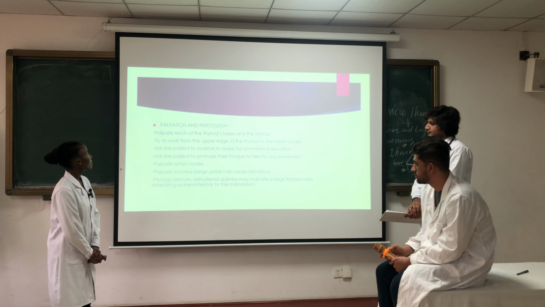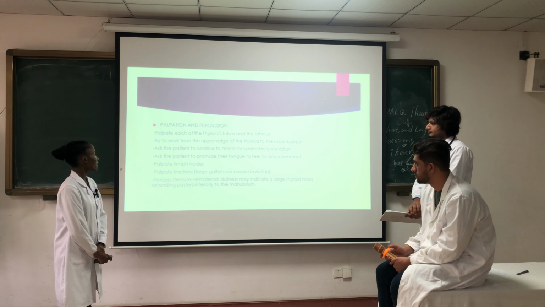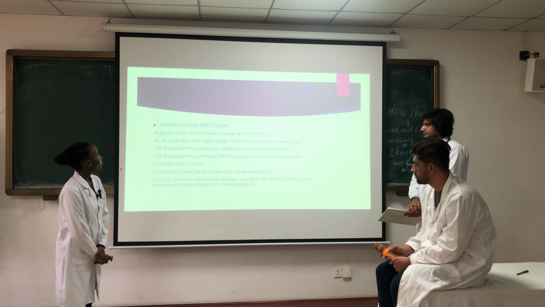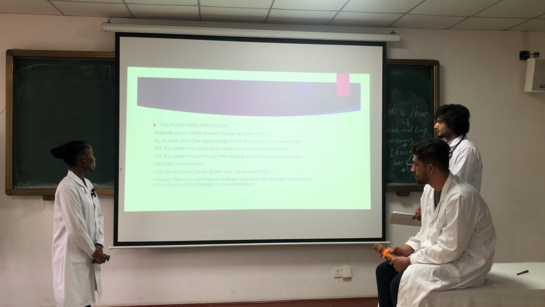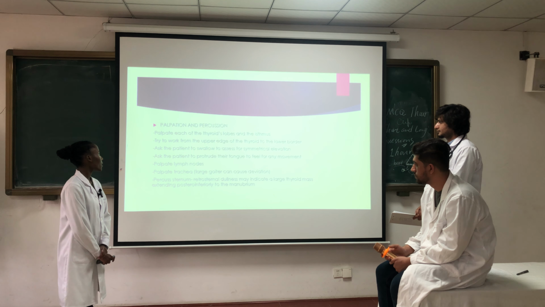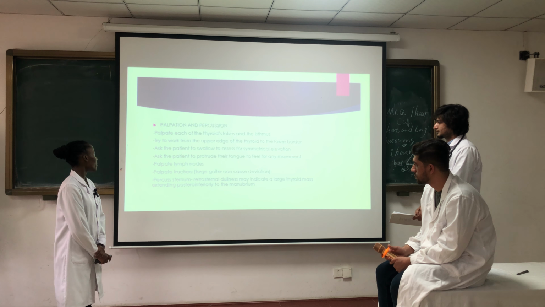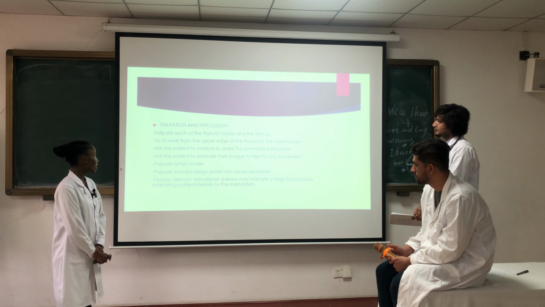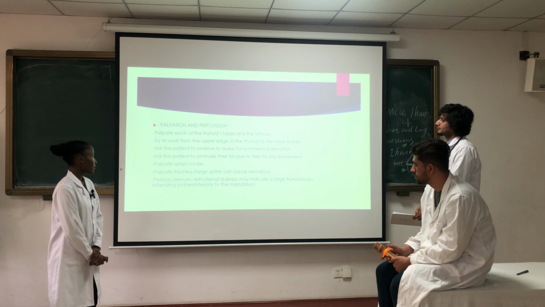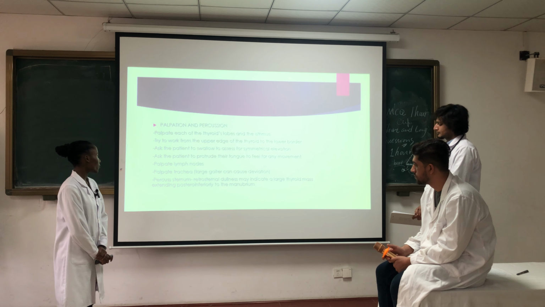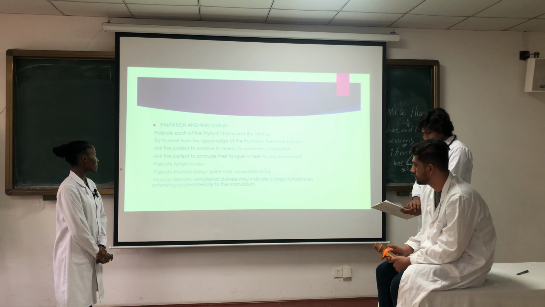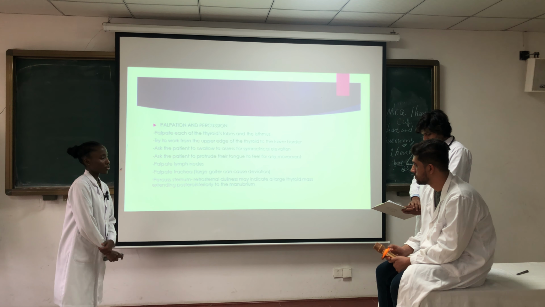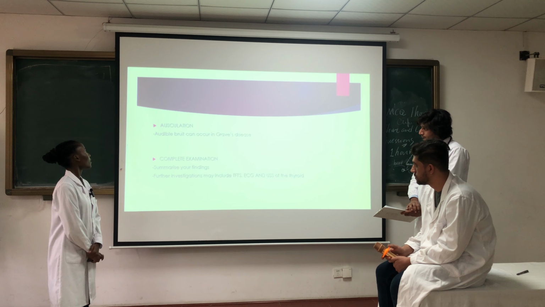Palpation and percussion. Palpate each of the thyroid's lobes and the isthmus. Try to work from the upper edge of the thyroid to the lower border. Ask the patient to swallow to assess for symmetrical elevation. Ask the patient to protrude their tongue to feel any movement. Palpate lymph nodes. Palpate the trachea, as large goiters can cause deviation. Percuss the sternum. Retrosternal dullness may indicate a large thyroid mass extending posteriorly and inferiorly to the manubrium. The doctor has already done it for us, so we can move on.